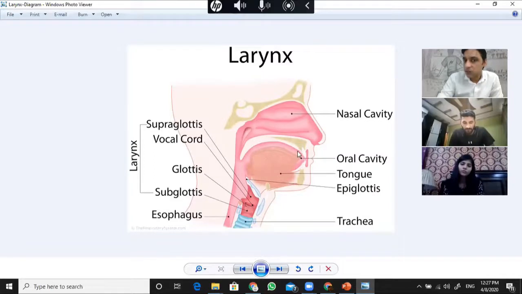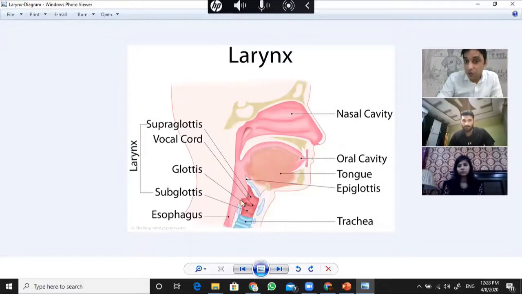When you are eating something, the food is not supposed to enter into the respiratory system. It will cause big trouble. But when you are breathing, the air should go to the respiratory system. This picture is a little bit complicated, so you are not supposed to memorize it. Just try to understand the structure. I want you to be very clear on this.